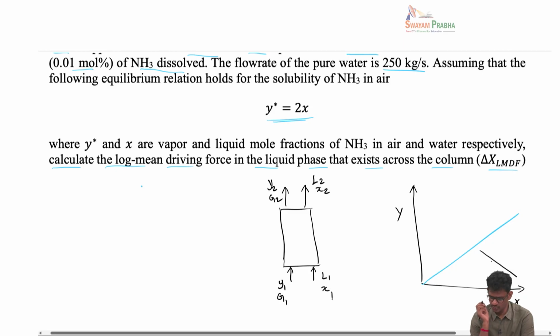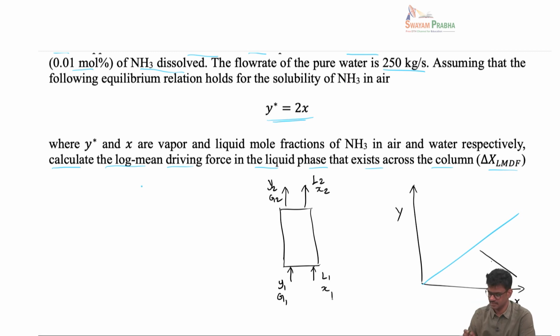Okay, so where will x1, y1 be in this plot? x1, y1 corresponds to L1 and G1, where would that be? Is it going to be here or is it going to be here? And how do you decide that? So y1 is the smallest, right? And the x1 will be the highest. So that point should be somewhere here.